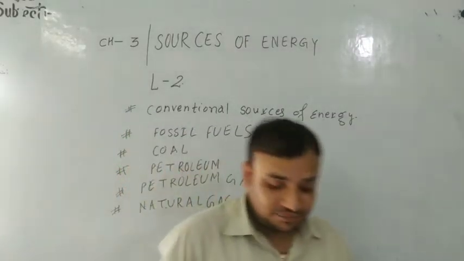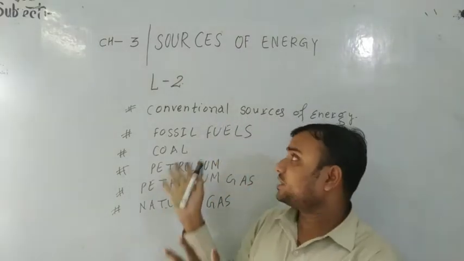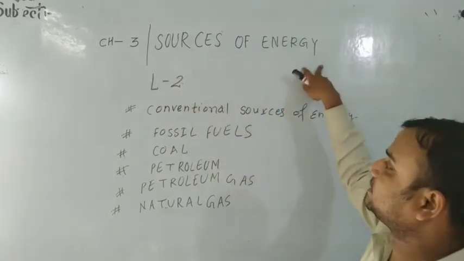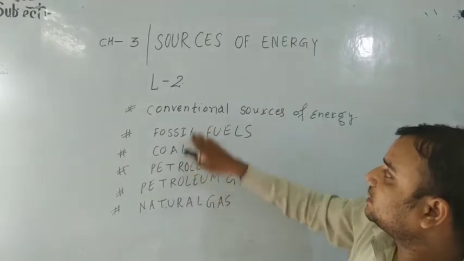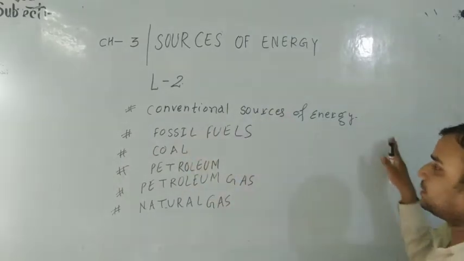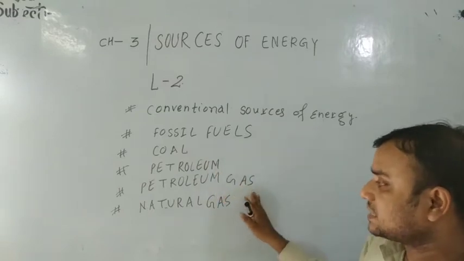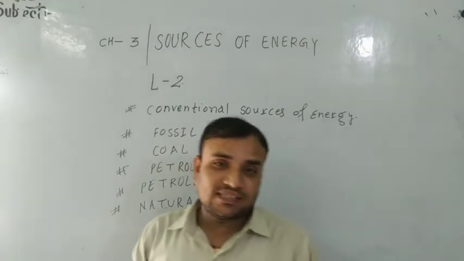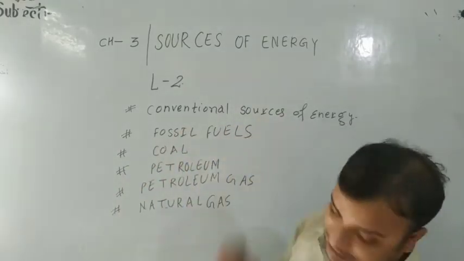Good morning, class 10. Today we will discuss new topics of physics chapter 3, sources of energy, lecture 2. In this lecture we will discuss conventional sources of energy, fossil fuels, coal, petroleum gas, natural gas, etc. So please attention. First is conventional sources of energy.